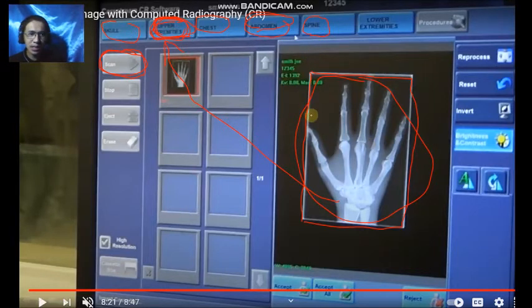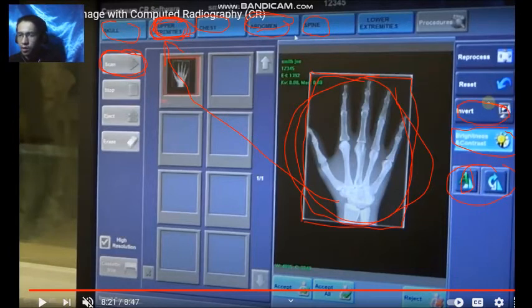As you can see, this is just an example of how the monitor of a computed radiography system would look. They have an image here that was processed. They can adjust the brightness and contrast. They can flip the images. They can put annotations.